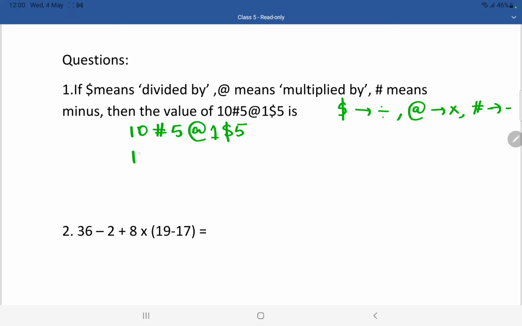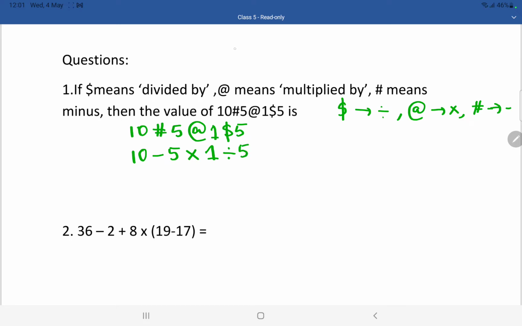First, what I'm going to do is 10. What is hashtag? Hashtag means minus. So 10 hashtag means here minus 5. What is at the rate here? At the rate here means multiplication. They have given in the question. At the rate means multiplication. Instead of at the rate, we are going to write the multiplication symbol. Then 1. What is this dollar symbol given for you? It is given as the division in the question. So instead of dollar, I am going to write the division symbol and 5.